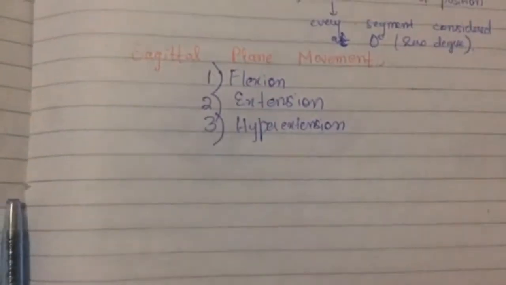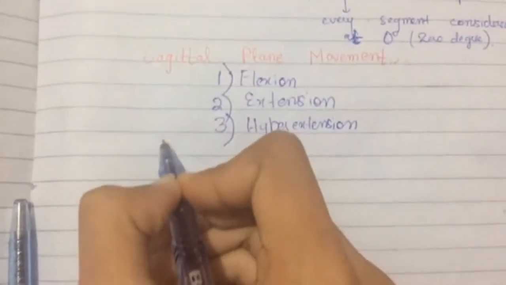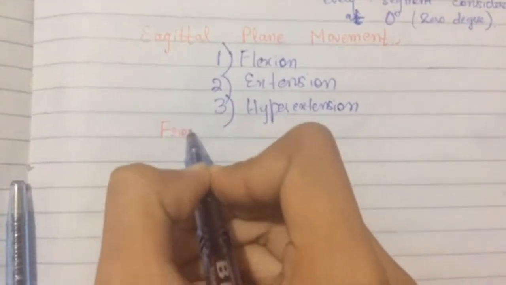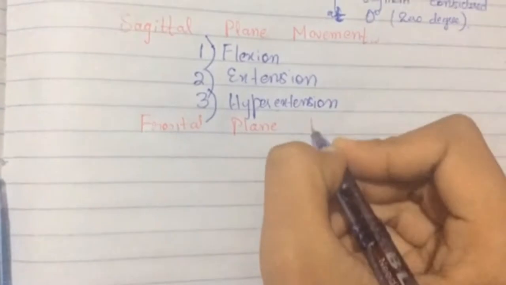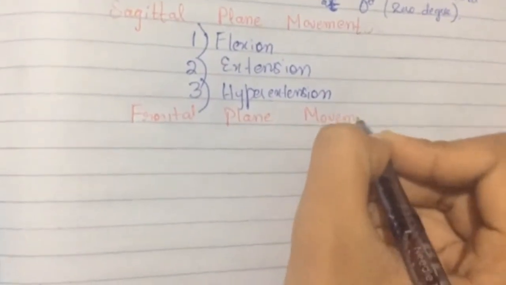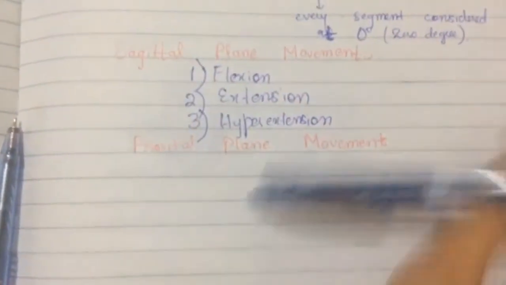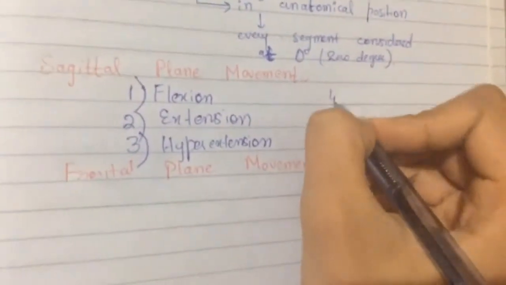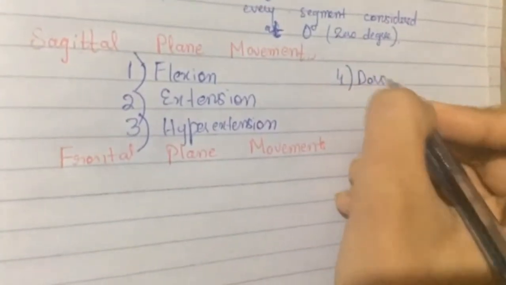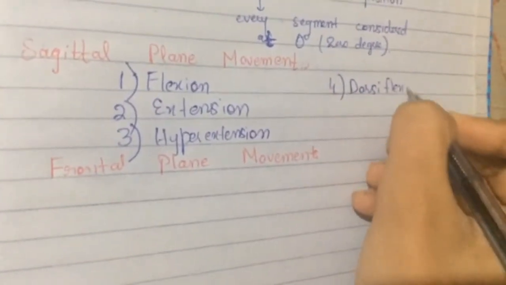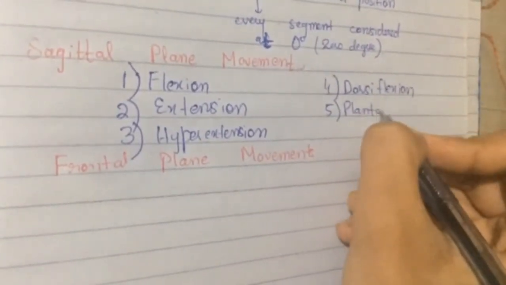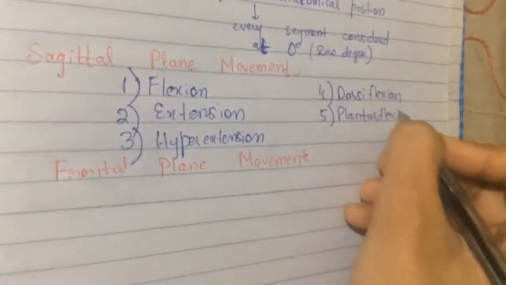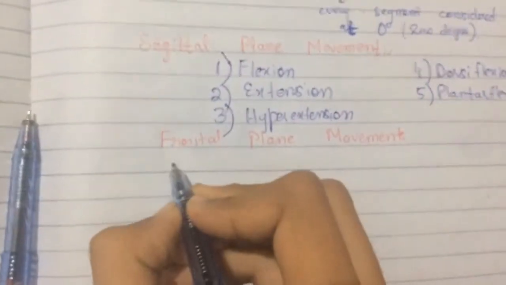Now we have to learn the frontal plane movements. But before we go into detail, first we have to complete and write the sagittal plane movements. Fourth one is dorsiflexion, and the fifth one is plantar flexion. Now we have to consider the frontal plane movements.